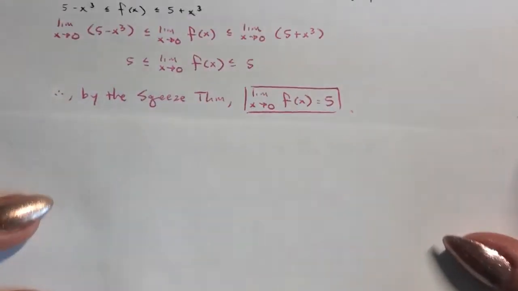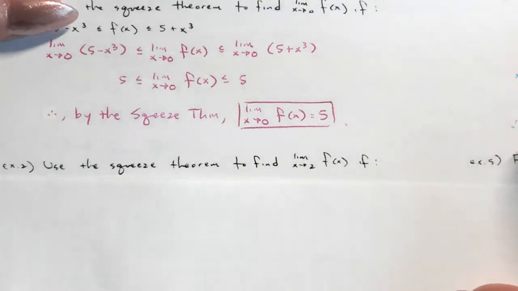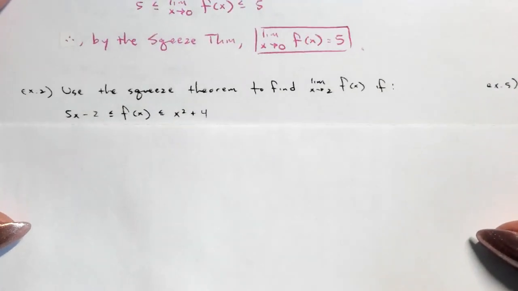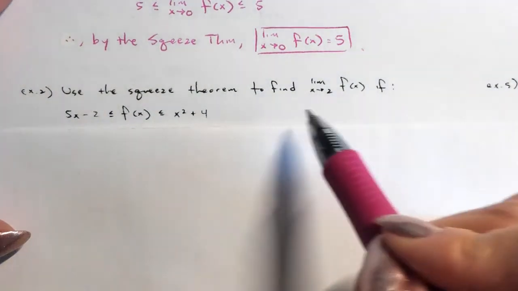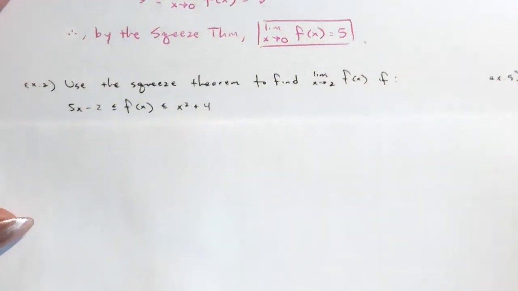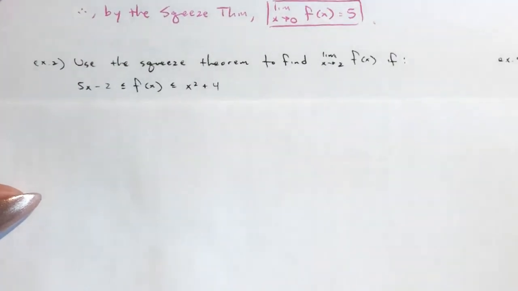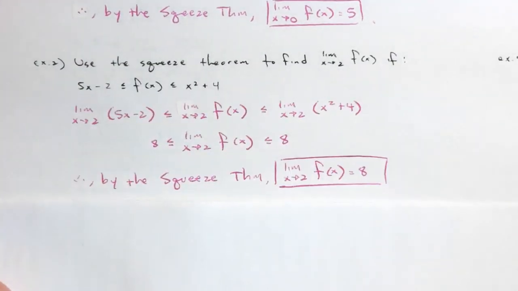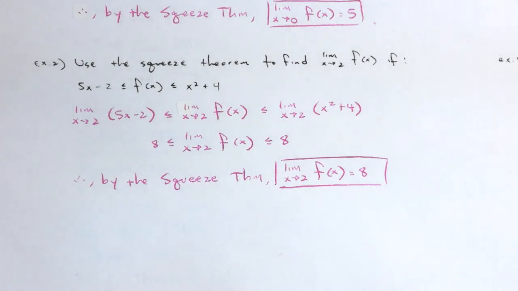Okay, so one more like that, and you should be able to do that on your own. And you're finding the limit as x approaches 2 of f of x. So find that on your own, and then you're not going to copy, you're just going to check your work. Okay, and then it gets a little bit more interesting. Are you ready?